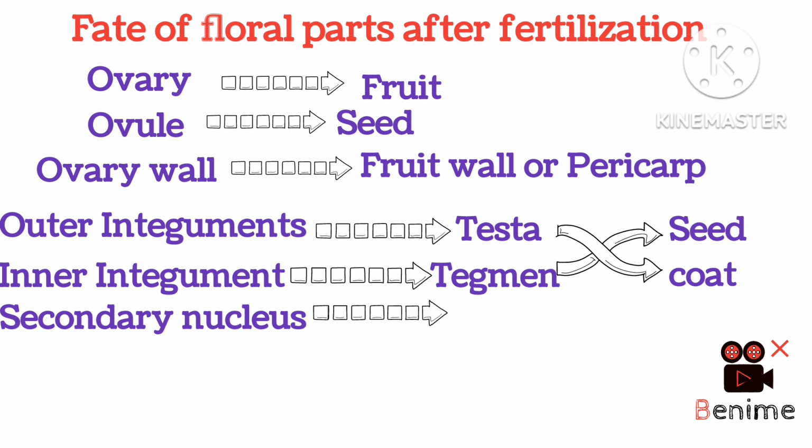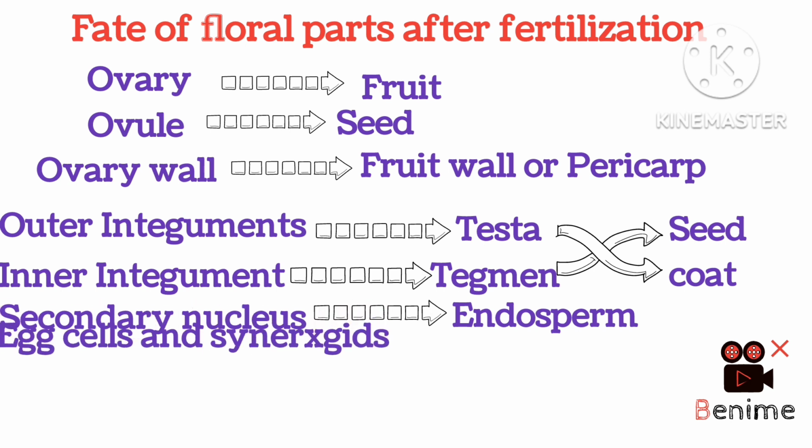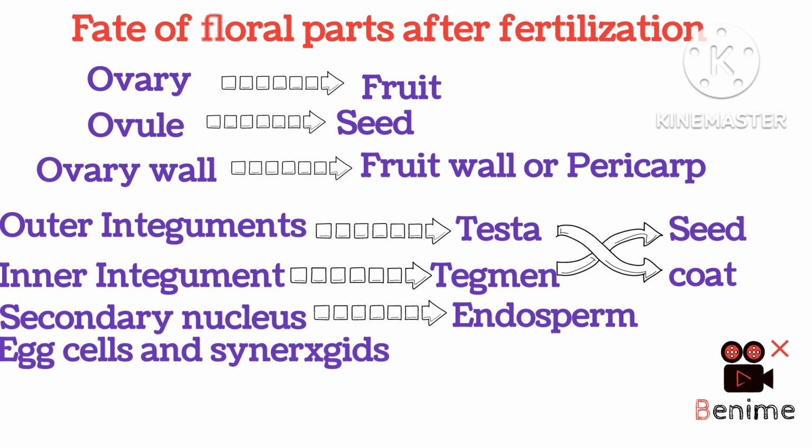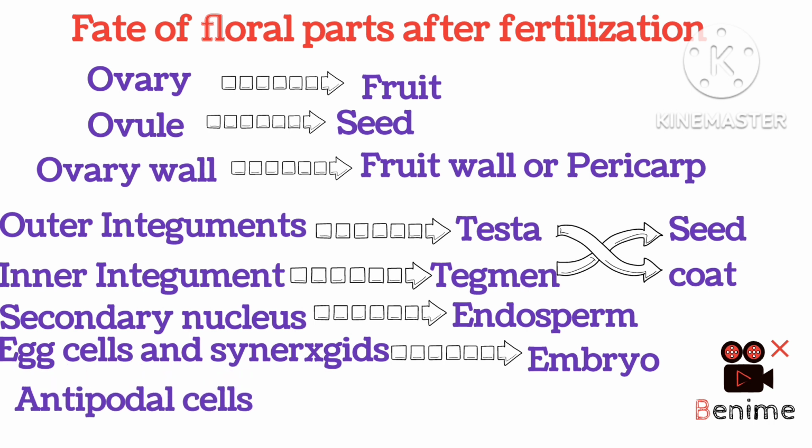Secondary nucleus becomes endosperm. Egg cell and synergids become the embryo, and antipodal cells are disorganized.